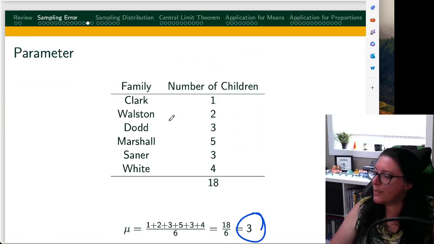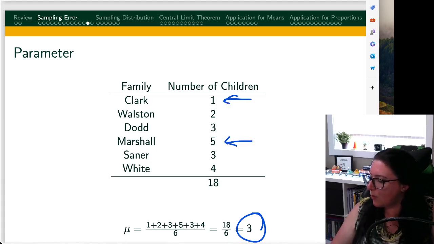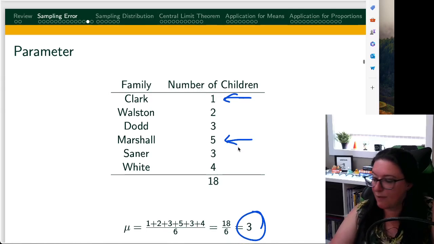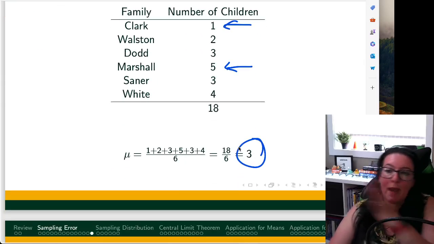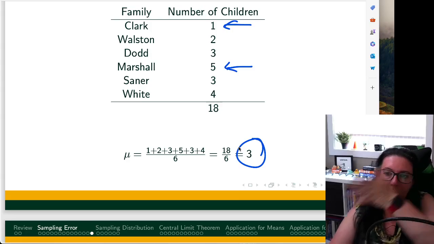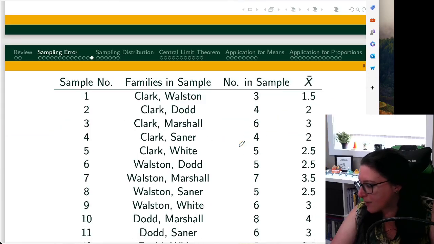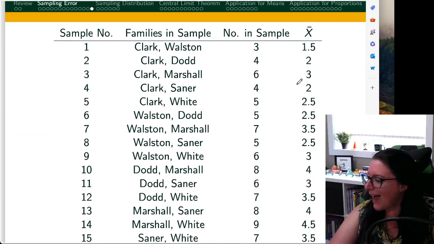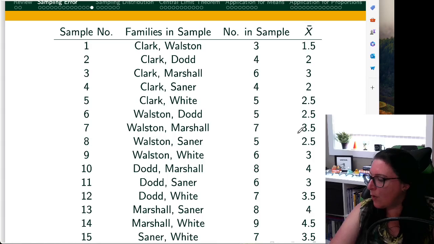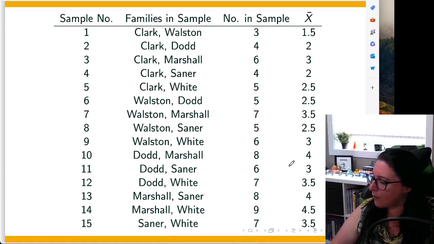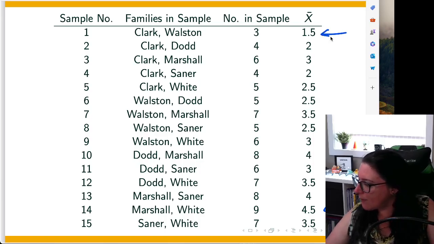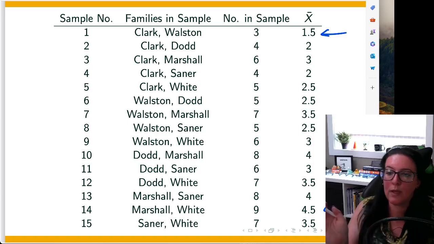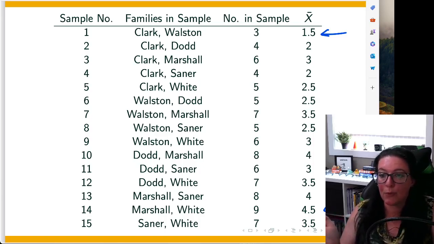Okay, so you can see here we have a household of 1 and we have households of 4 and 5. So the biggest swing is between a household of 1 and a household of 5, so 4 apart. If we look at the averages, notice that the biggest average is 4.5, and the lowest average is 1.5, which is only a difference of 3.